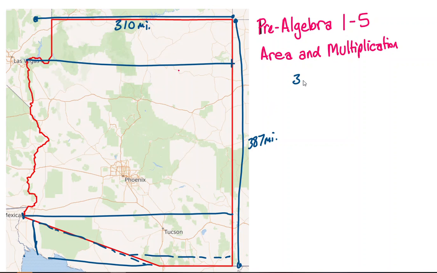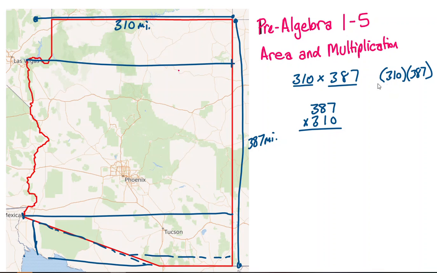We can write that down: 310 times 387. Now, you know that the most convenient way to do this is to write the two one on top of the other. So I'm going to write the bigger one on top, 387 times 310. But we could write that side by side like this, or we could write it in parentheses, 310 parentheses 387 parentheses. All of those are equivalent ways of showing that we're multiplying something.